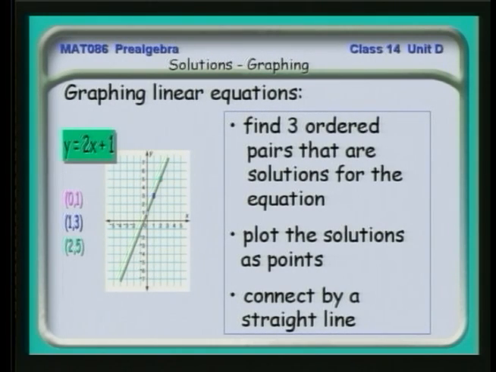We first, as I said, find 3 ordered pairs. Some will tell you 2, but 3 is important. You plot the solutions of those things as points. You connect them with a straight line.